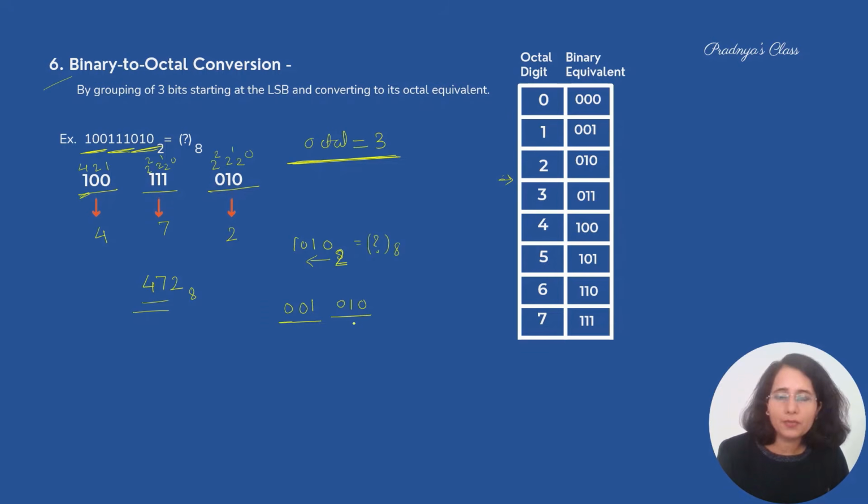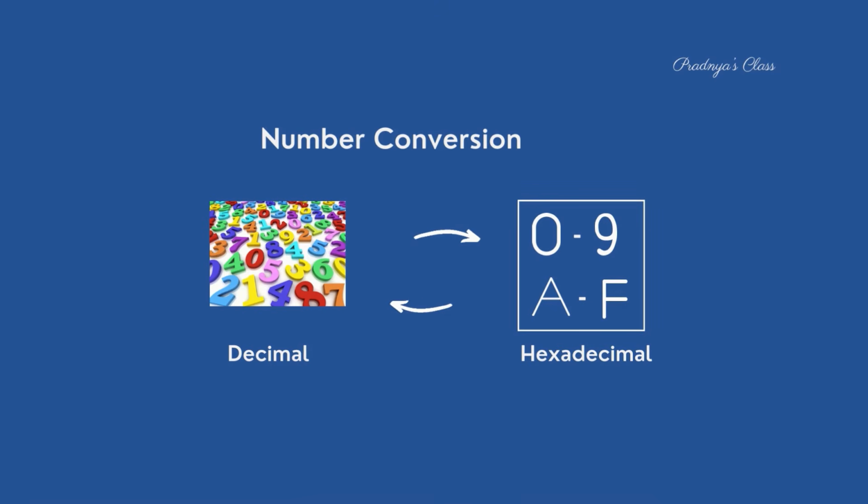Now let's try to find out the octal equivalent of this binary number. So this is again 1, this is 2, this is 4. So 1 is at the place of 2. So this is the equivalent 2. This is 1, this is 2, this is 4. So we have a 1 bit at the place of 1. So we got the octal equivalent of this binary number.